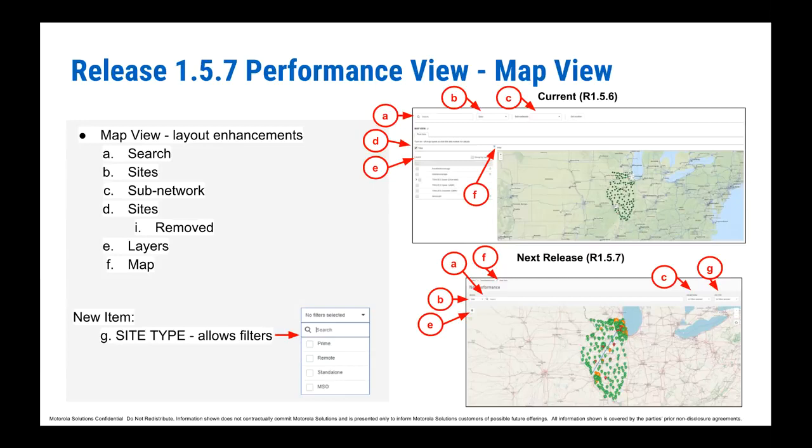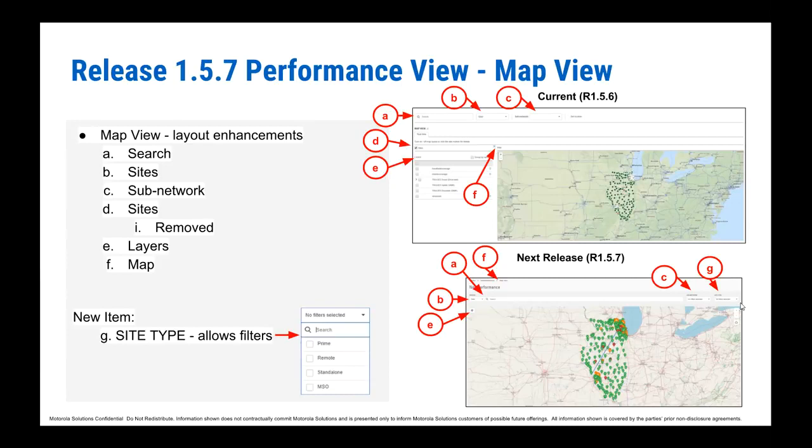Now let's explore the enhanced map view. Again, the breadcrumbs reside at the top of the screen. The Sites drop-down has been moved to the left of the search box, while the Sub-Network drop-down resides to the right of the search box. A new selection of site type has been introduced and contains the options of Prime, Remote, Standalone, and MSO.